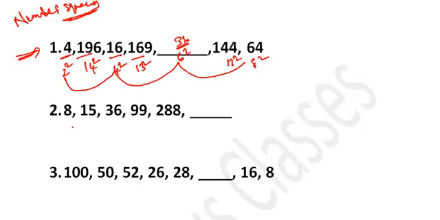The next problem is given as 8, 15, 36, 99, 289, 288. So how do you get this answer, friends? Here try to take the difference. This is nothing but 7. Try to take the difference: 15 to 36, this difference is 21. 36 to 99, the difference is 63. And 99 to 288, the difference is 189. So what is the relevance?